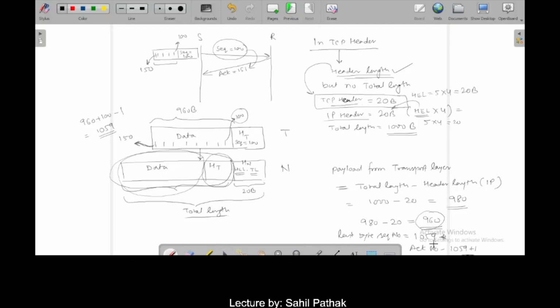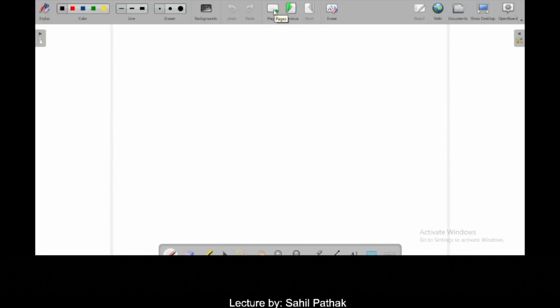Now we will come to the sequence number part again, and we'll see there are three phases in a TCP connection. TCP is a connection oriented protocol, so it follows: first step is connection establishment, then second step is data transfer, and third step is connection termination. Okay, so before going to that, let me show you what could be the sequence number of the sender.